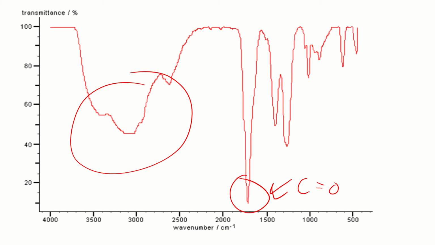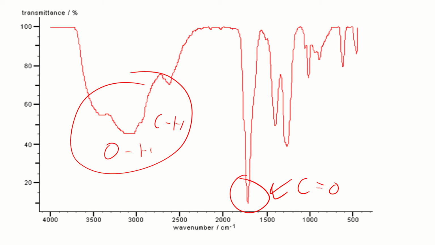I know there's a broad, medium strength peak at 2500 to 3300, which is the O to H. We also know that there's a C to H bond in here that is often covered up by the O to H, but we know that that peak is there as well. It should be in the 2850 to 3000 range.